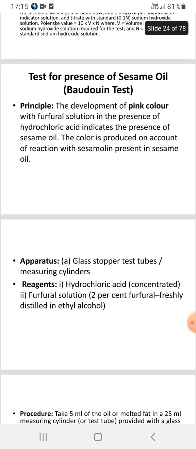Test for presence of sesame oil. For checking the presence of sesame oil, we can go for the Baudouin test. If the oil sample gives a pink color in the presence of furfural solution and hydrochloric acid, then it is a clear-cut indication that this oil sample is sesame oil.